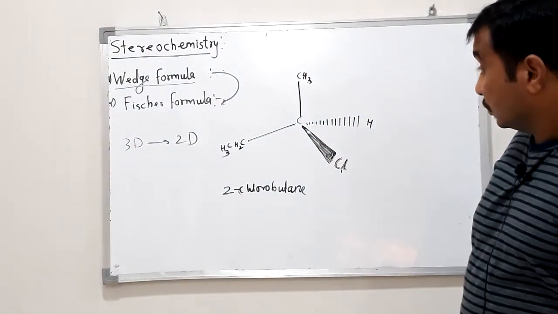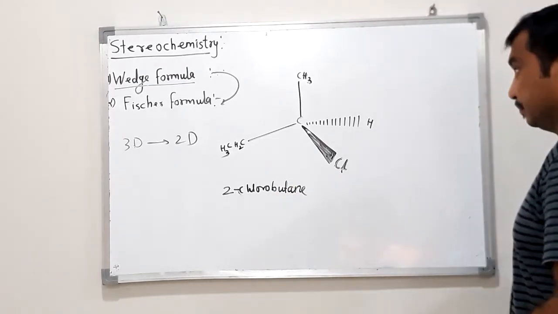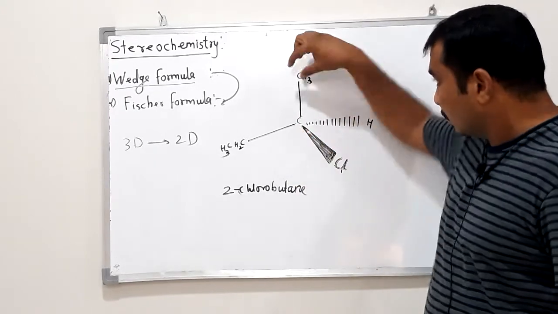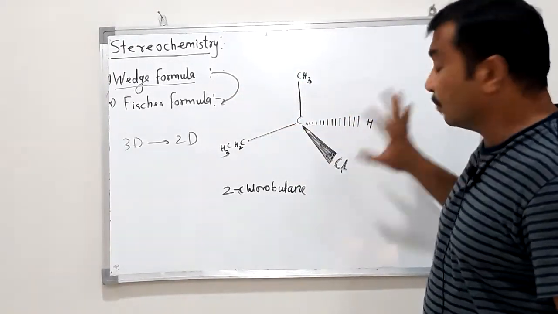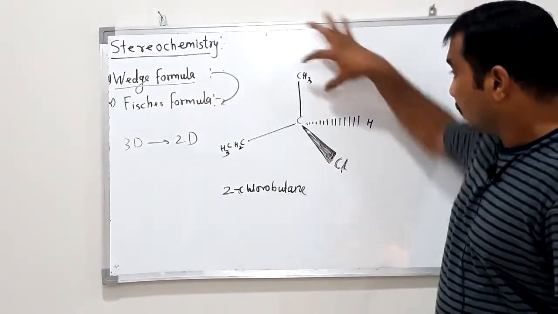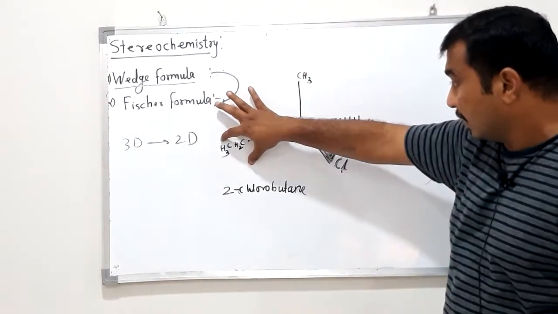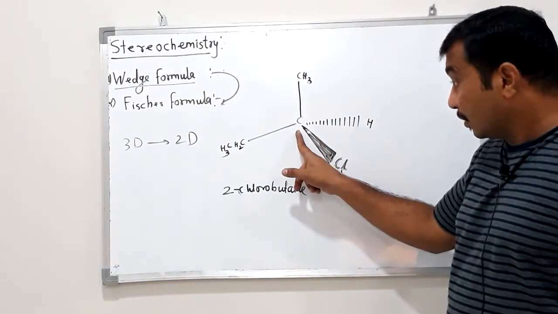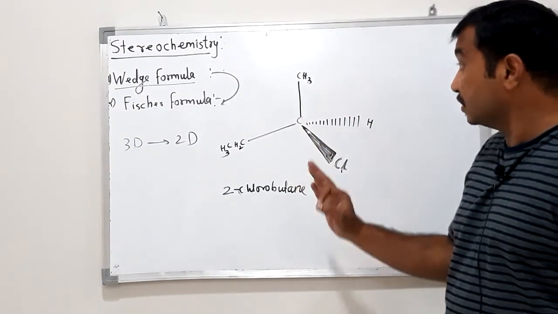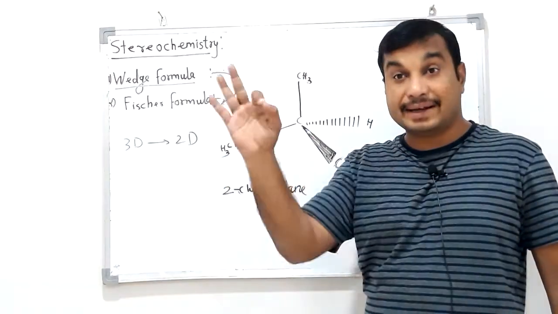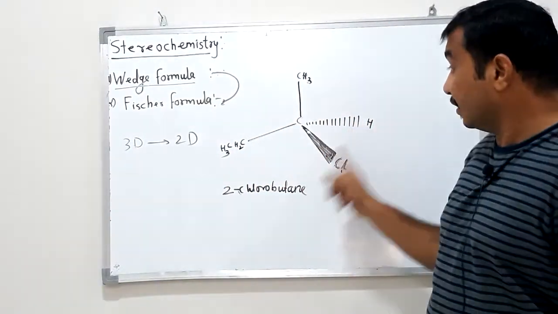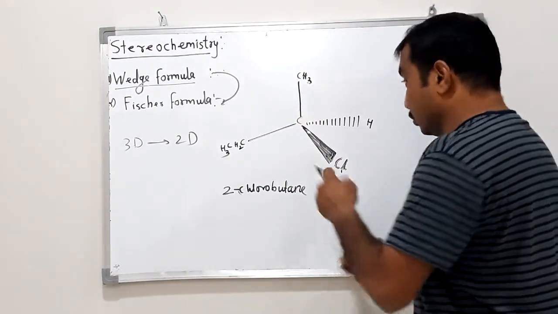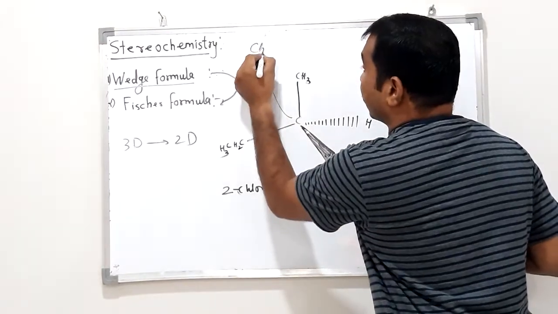So, remember, this carbon is attached to 4 different atoms or groups of atoms. They are not the same. Methyl is not equal to ethyl, not equal to hydrogen, not equal to chlorine. This is the carbon which is attached to 4 different atoms or groups of atoms, not identical. Such a carbon is known as a chiral carbon.